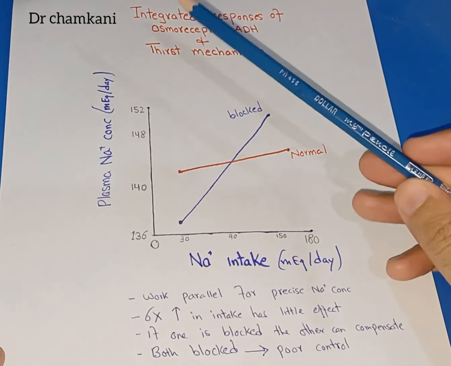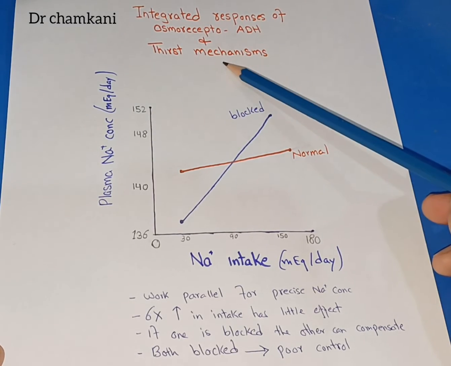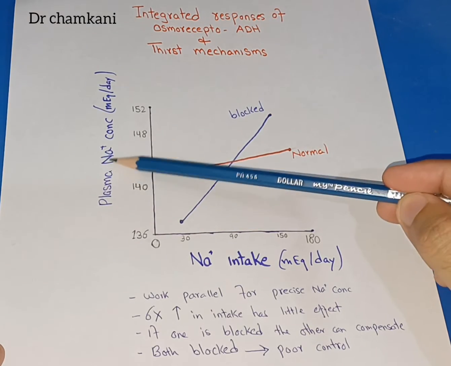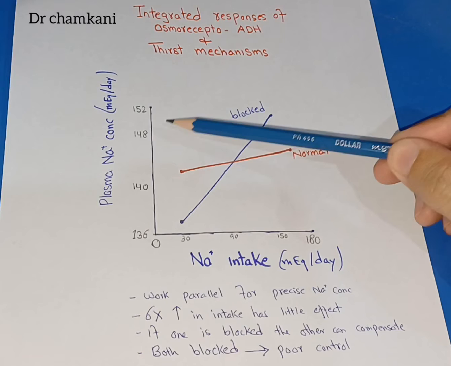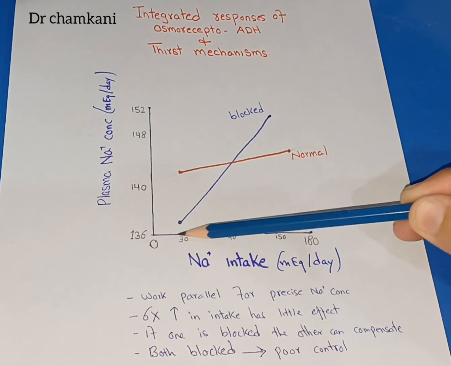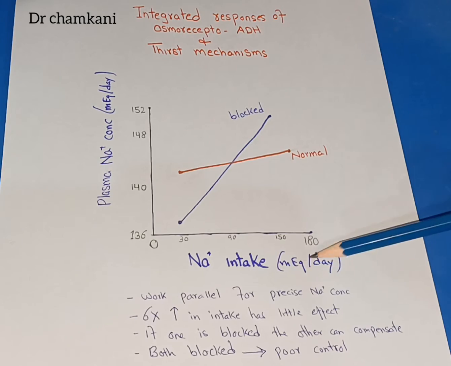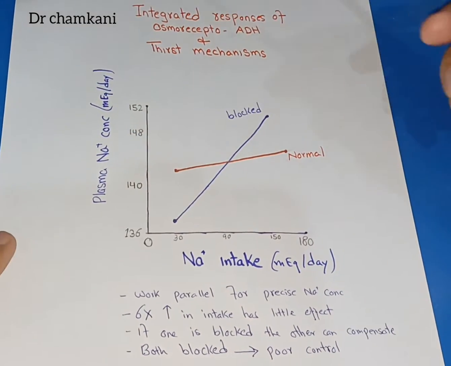Today in this lecture, we will talk about the integrated response of osmoreceptor ADH and thirst mechanism in controlling the plasma sodium concentration and plasma osmolarity. So we have this graph which is showing the daily intake of sodium on the x-axis in milliequivalent per day, and on the y-axis we see the plasma sodium concentration or plasma osmolarity.